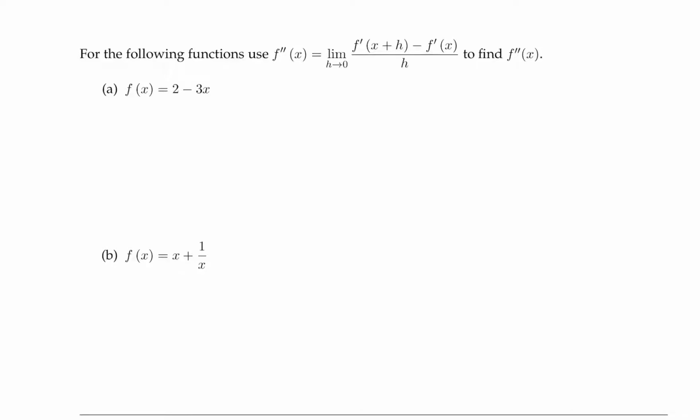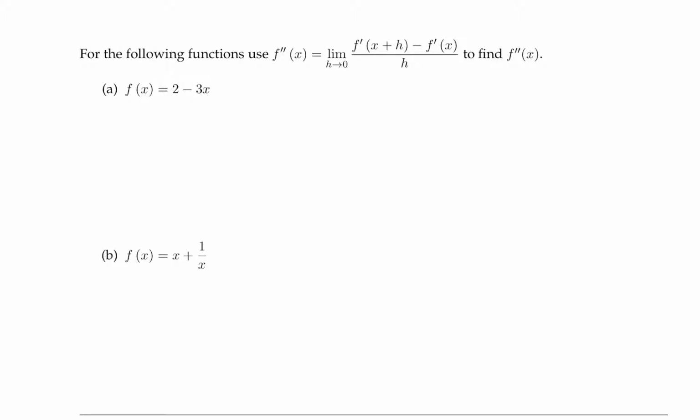In this video, I will find the second derivative of this function here, f of x equals x plus 1 over x, using the limit definition of the derivative. So what we need to do is first use the limit definition to find the first derivative, and I'll do that in this space. Then once we have the first derivative, we can do the same thing to find the second derivative.